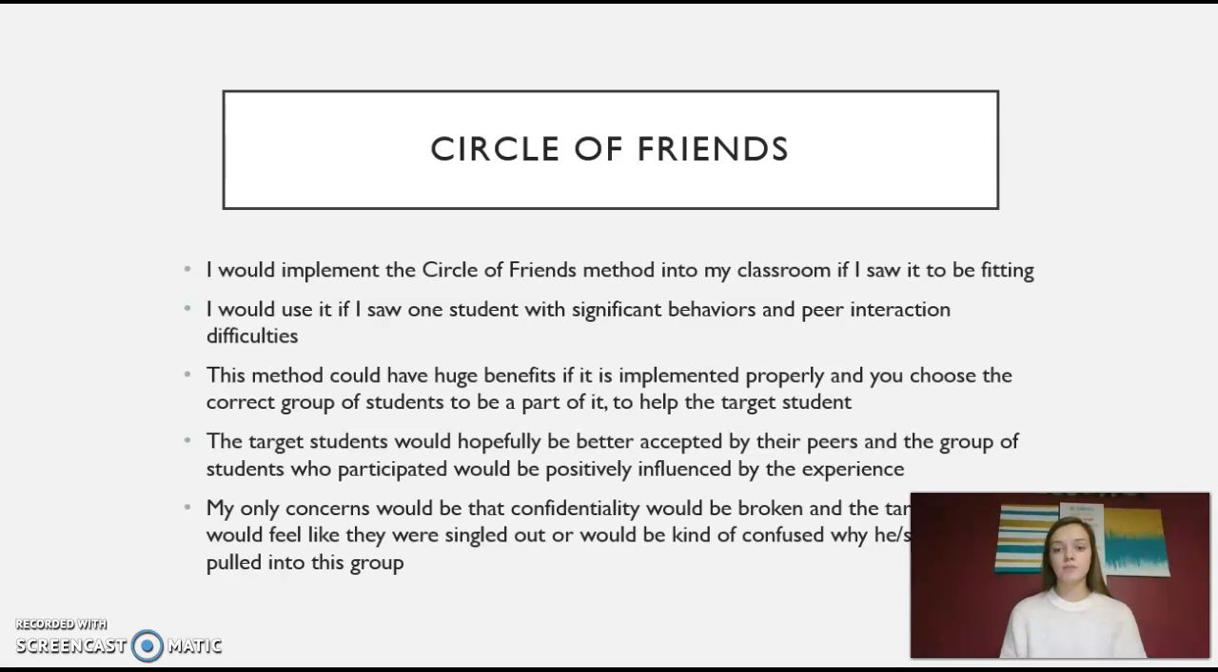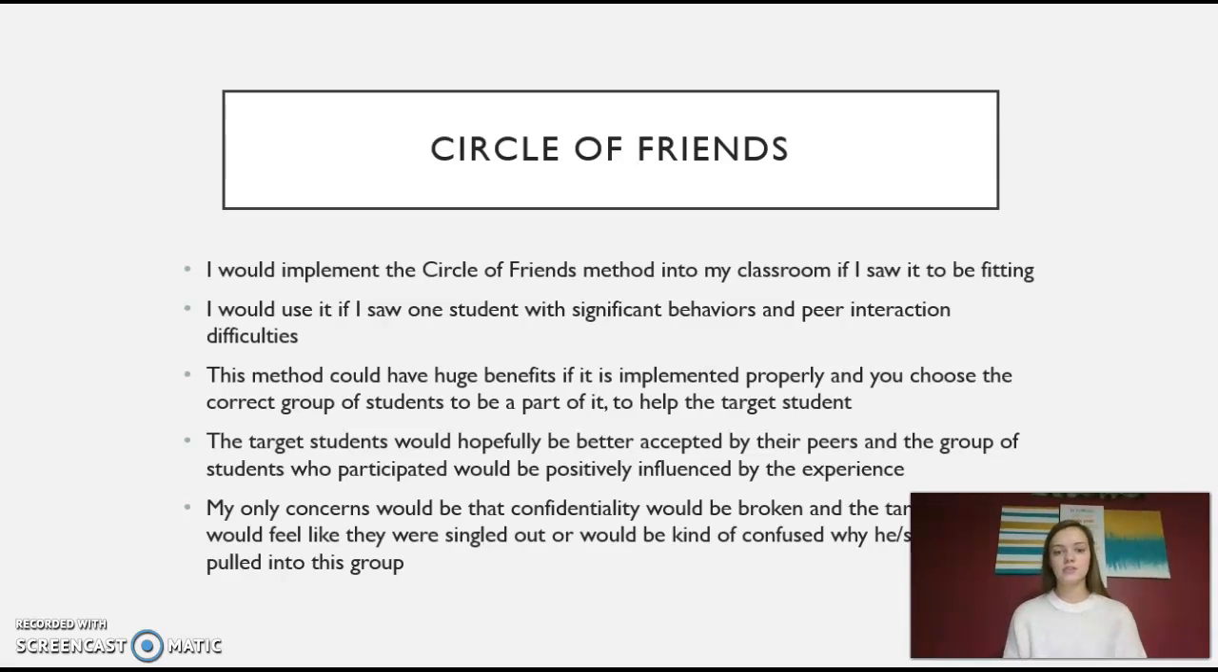These groups meet like 8 times, maybe more, maybe less, and they're really just trying to allow the target student to interact with the other group of students and know that they're included, and make them more aware that there are students in their class that want to be friends with them and want to interact with them. That will encourage them to maybe reduce their negative behaviors and also increase their interactions with their peers.